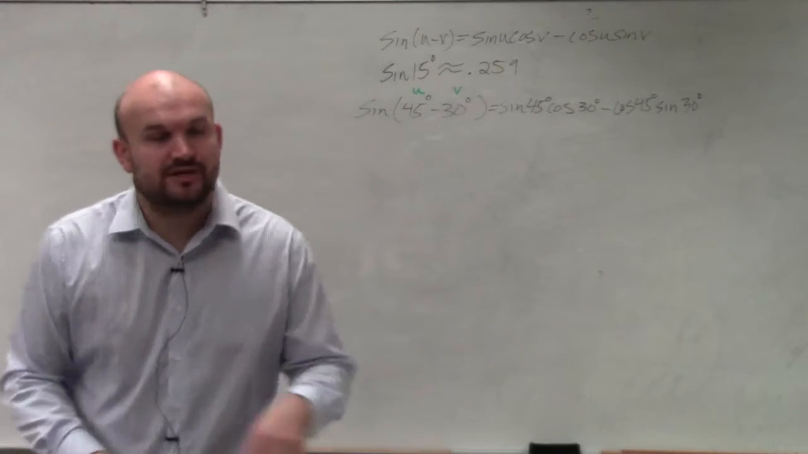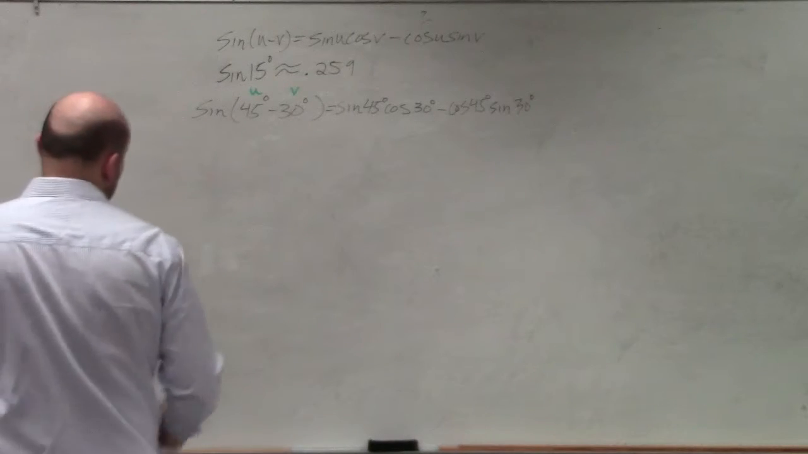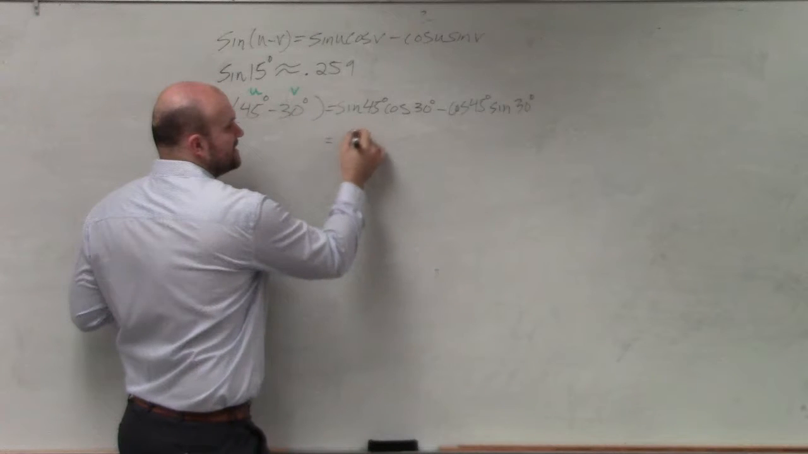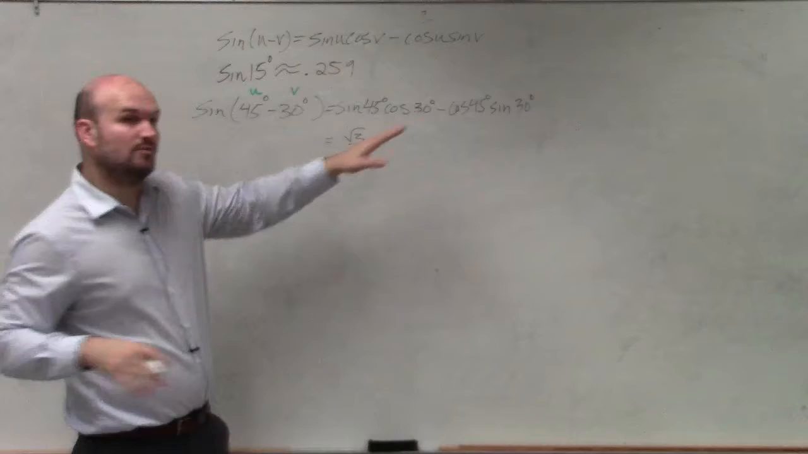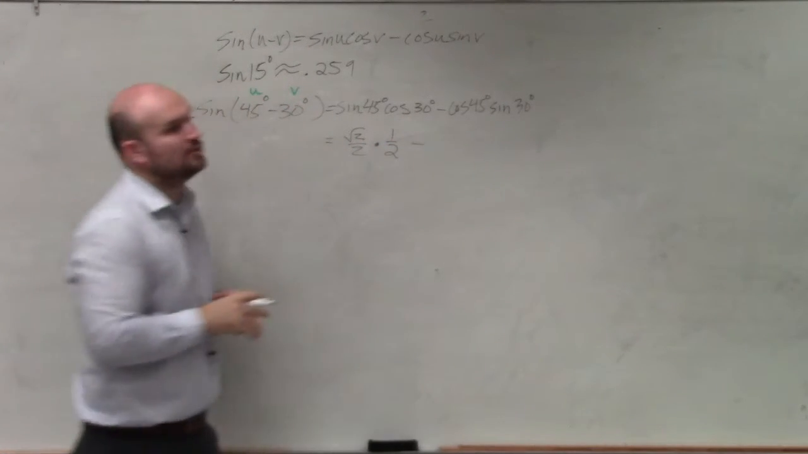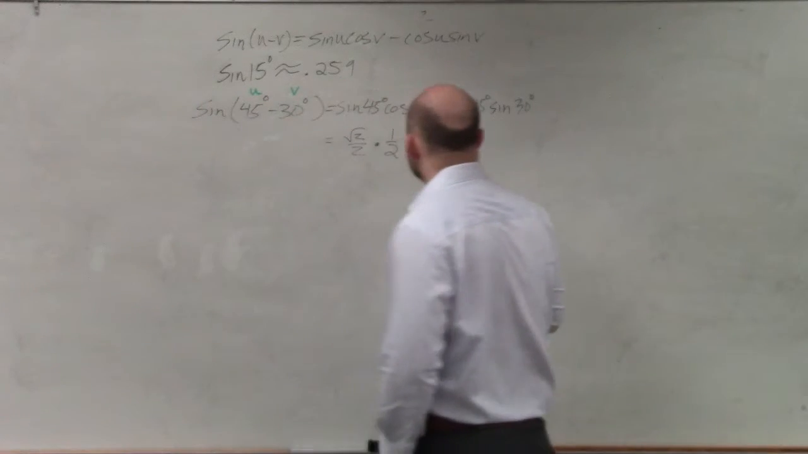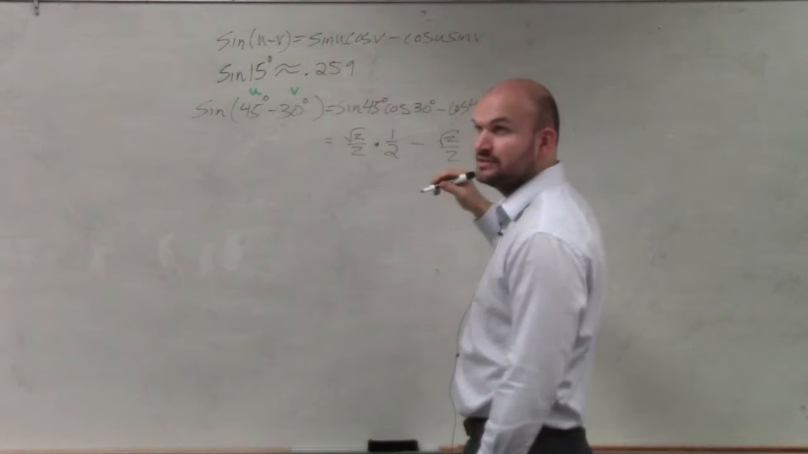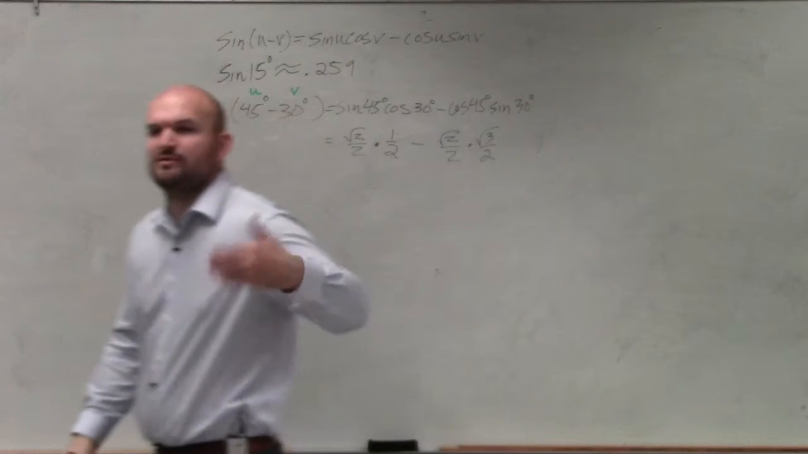Now, I want you guys to remember what we worked on on our unit circle. We can evaluate all of this just by knowing the unit circle. So the sine of 45 degrees is the square root of 2 over 2. Cosine of 30 degrees, based on what we did over there, is going to be equal to square root of 3 over 2. Minus cosine of 45 degrees is square root of 2 over 2. And the sine of 30 degrees is equal to 1/2. Would everybody agree with my analysis?